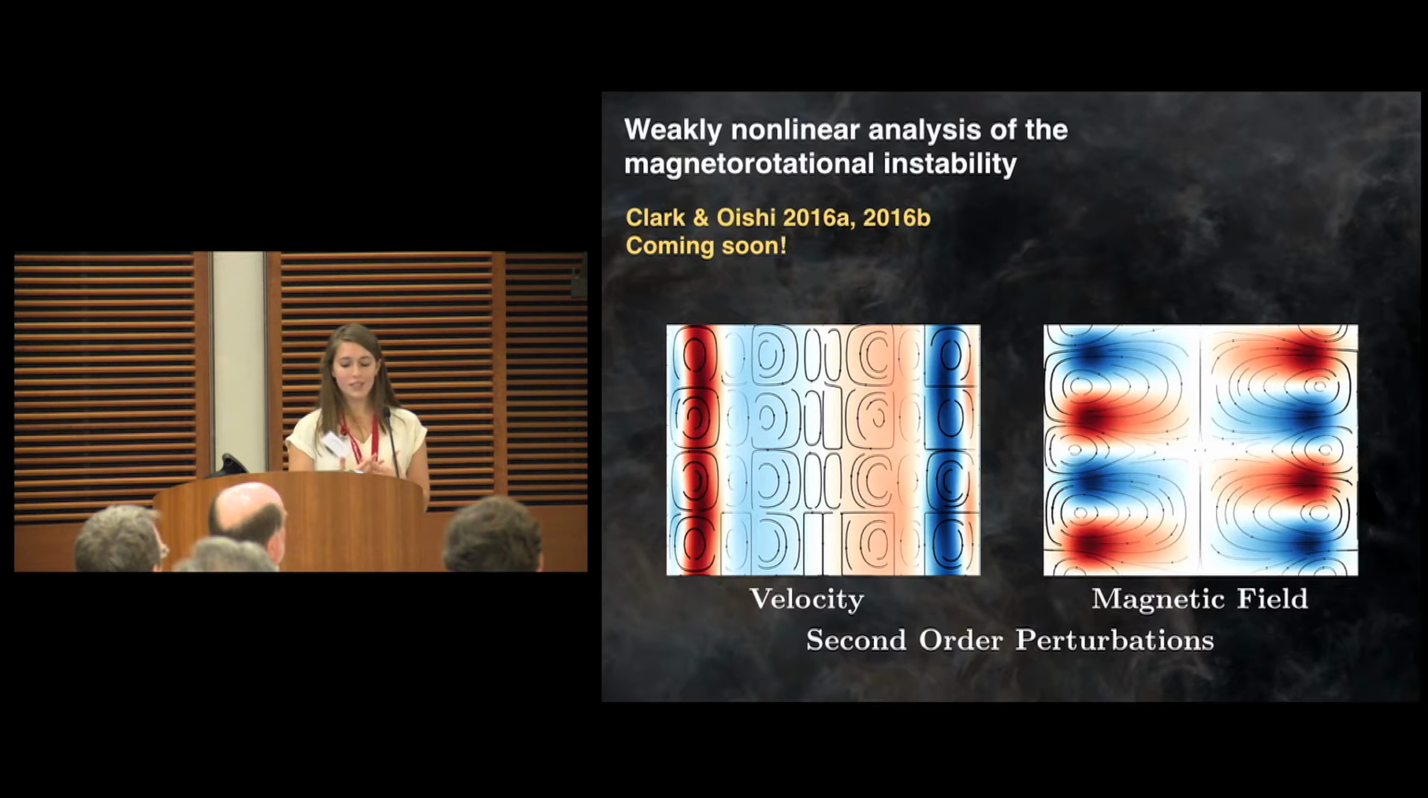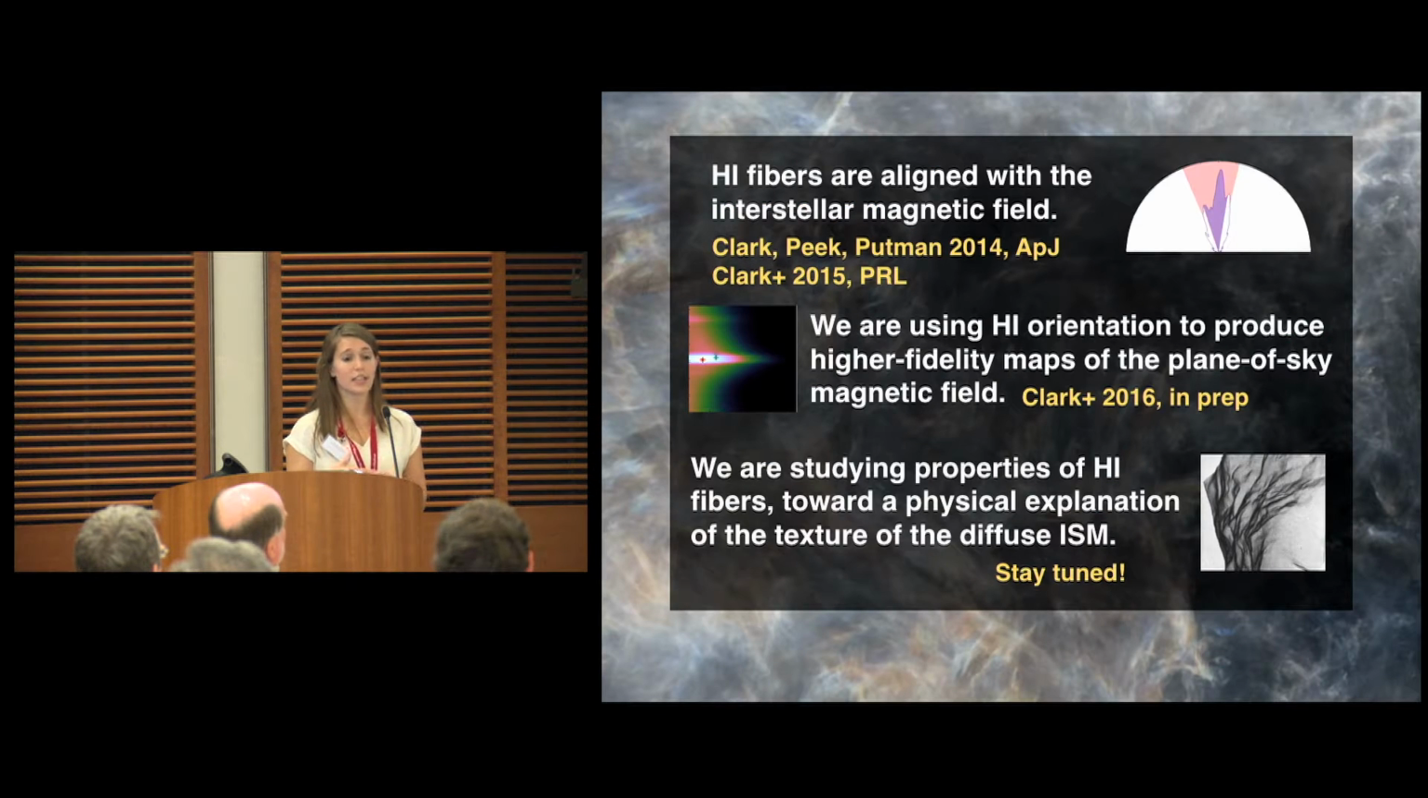So we've quantified an alignment between H1 fibers and the interstellar magnetic field, both using starlight polarization measures and the Planck polarized dust emission. And we're currently using this alignment to create higher fidelity maps of the plane of sky magnetic field, both for ISM studies and for CMB polarized foreground purposes. So we're continuing to study the properties of these H1 fibers, and we hope you'll stay tuned.